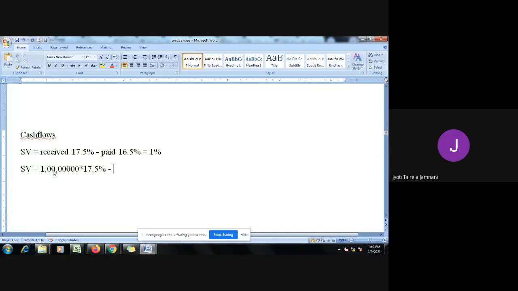And what has it paid? It has paid 16.5%. So of 1 crore, we will calculate 16.5%. And what is its gain? 1%. So of 1 crore, 1% is the gain. So if I put it in cash flows, of 1 crore, 17.5% is 17,50,000. Just check. Yes, ma'am.